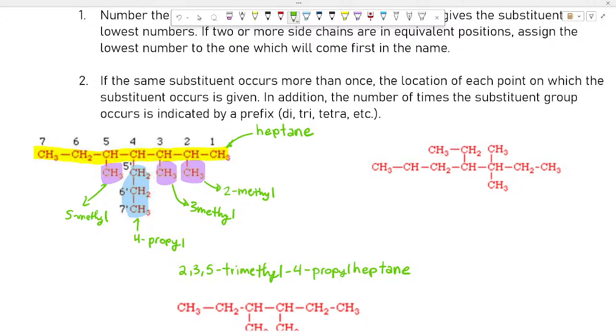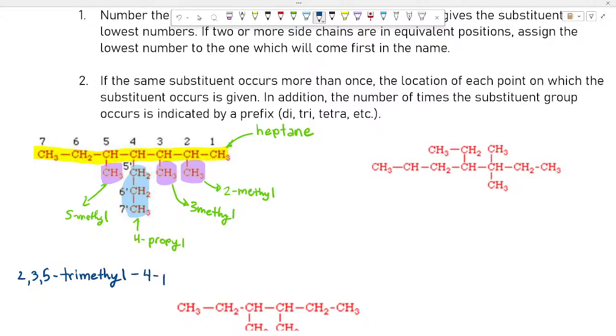I'm going to rewrite that in a different color because I've been using green to kind of locate stuff. So when we go to name this, we're going to say, okay, I have 3 methyl groups, so that makes it a trimethyl. And then where are the trimethyls? Well, they're on 2, 3, and 5, right? And then we have a propyl group on 4, and then no dash or no space there. It is heptane.